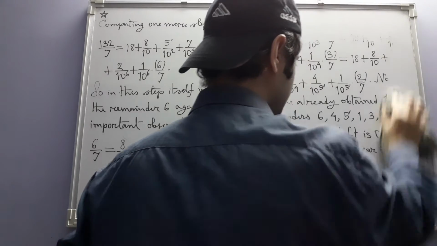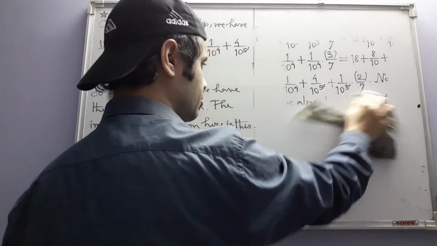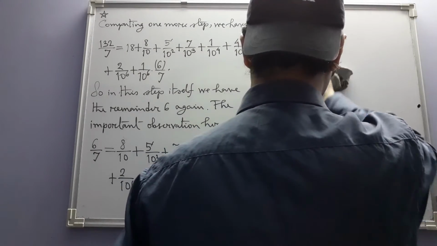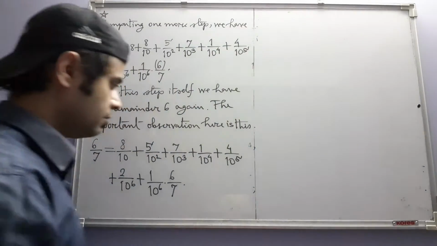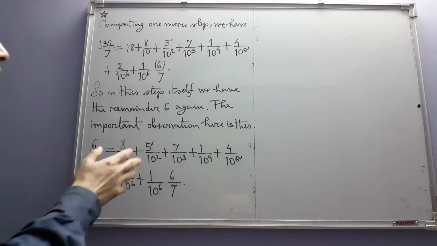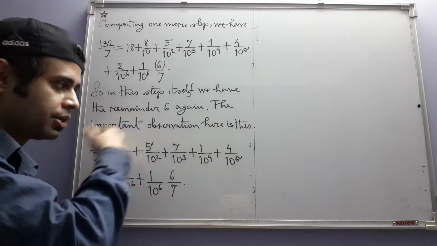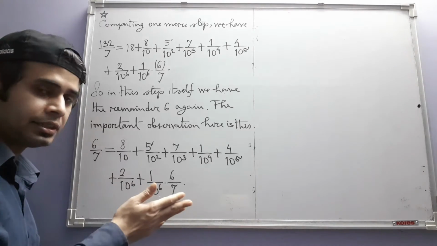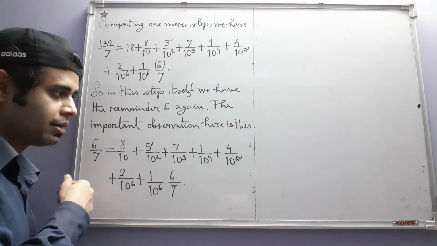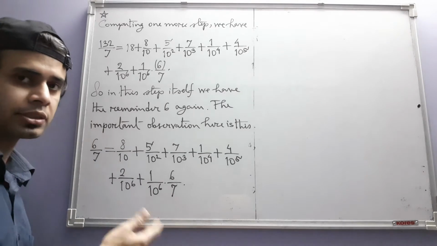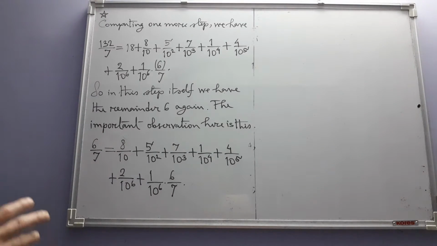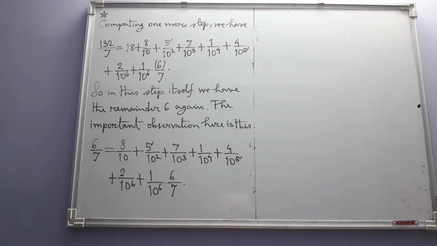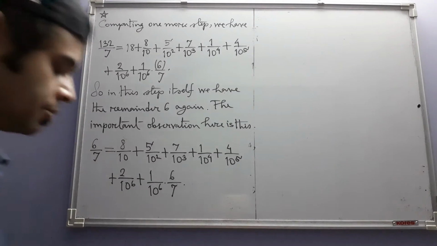By the way, have you seen where we have used the pigeonhole principle? We have used the pigeonhole principle there in the fact that there are only finitely many remainders available to us, and we are continuing the process every time we are getting a remainder. So at one point we are bound to get a repetition. That's where we are using the pigeonhole principle.